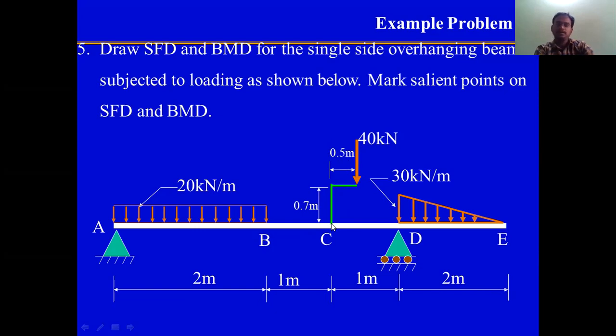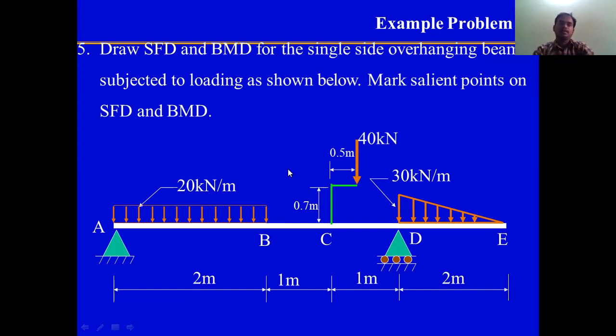It is a couple, so it is producing a moment at the point C, and the other force will produce its loading effect. So it will give a force of 40 kilonewtons over the point C.